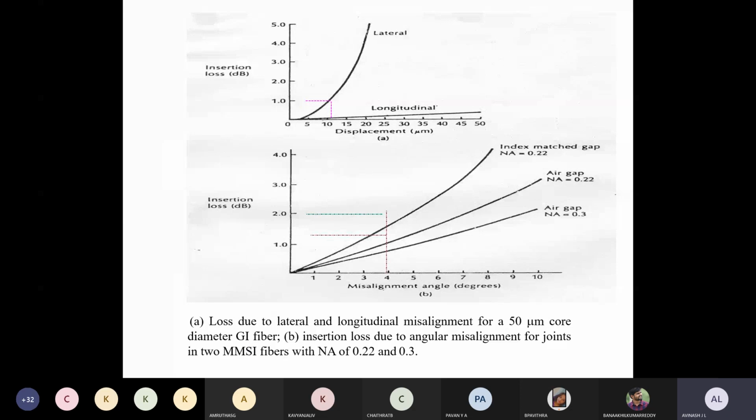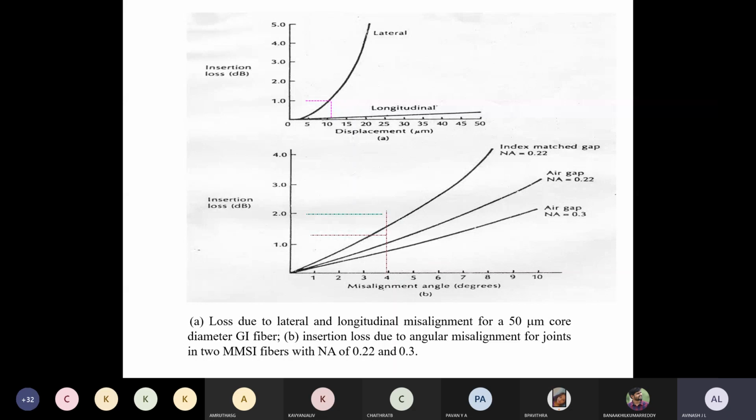Now here, losses due to the lateral and longitudinal misalignment, and the losses due to the angular misalignment, are explained in terms of a graphical method. In the first graph, at the top, we have taken the x-axis as displacement in micrometers, and the y-axis as the insertion loss. Figure A, the top figure, indicates the loss due to the lateral and longitudinal misalignment for a 50 micrometer core diameter graded index fiber. So you can see that.